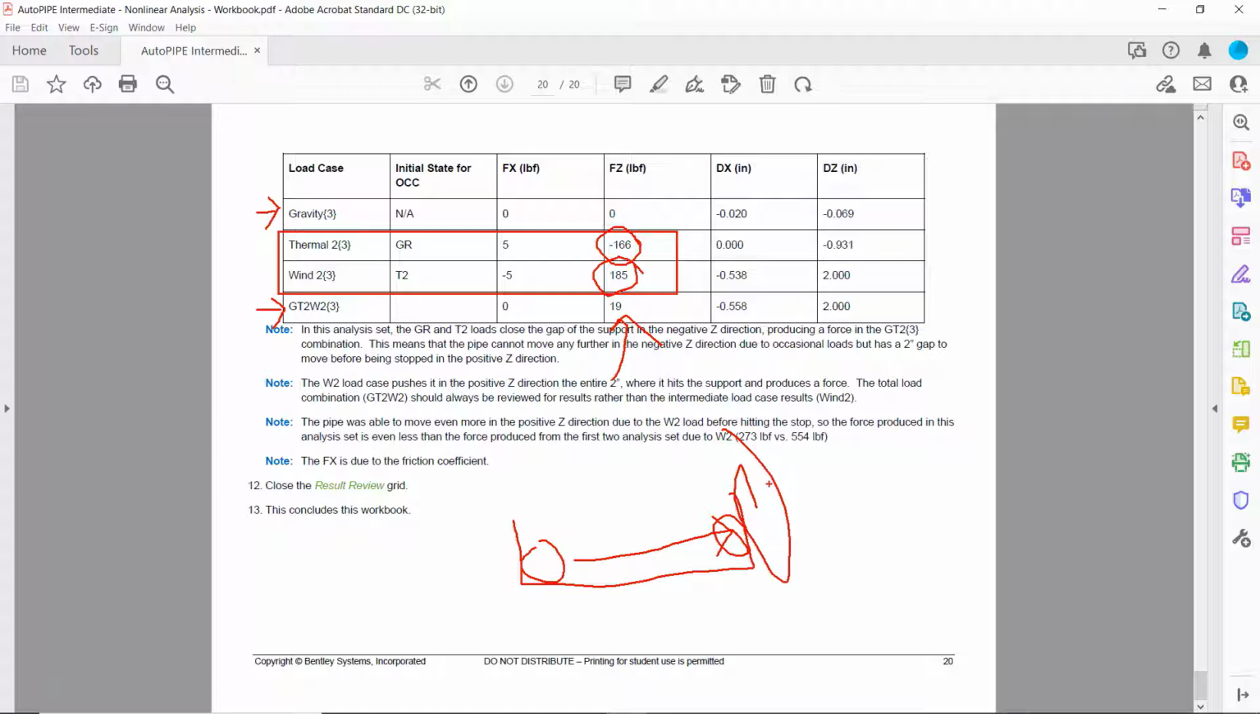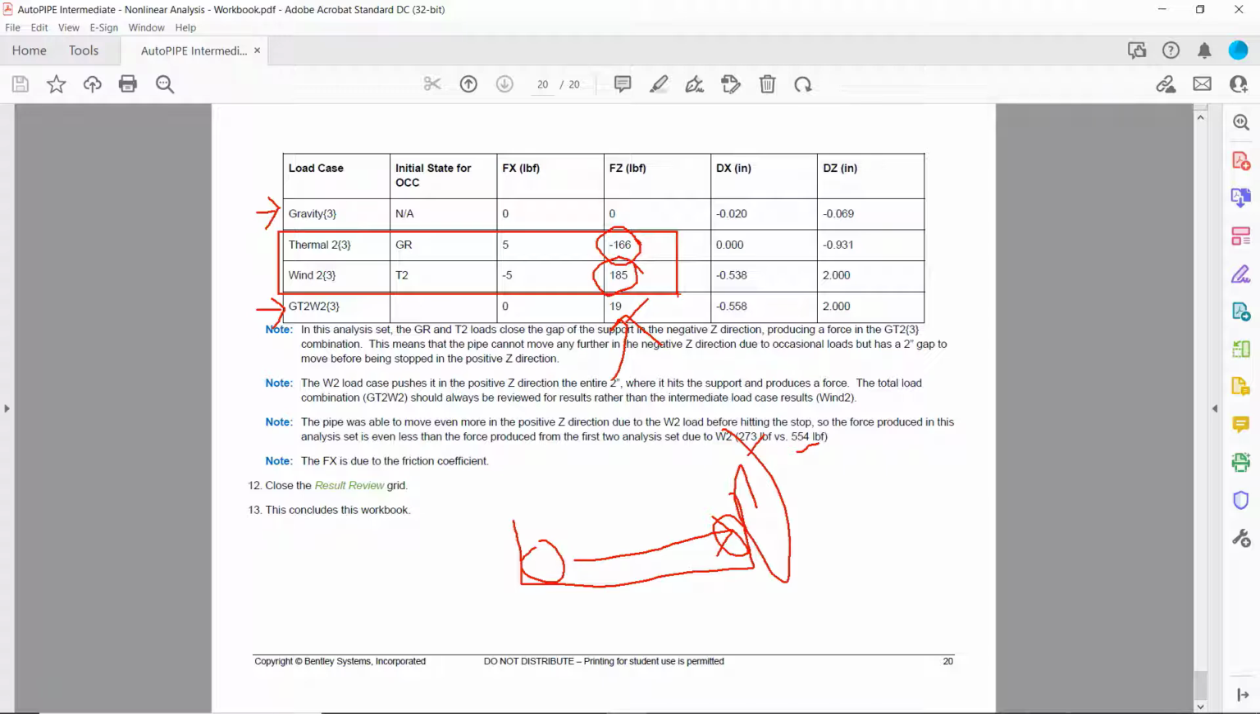This tells me that if my gap was just a bit larger than the 1 inch in both directions, I probably wouldn't even close the gap. Let's say it was 1.5 inches in each direction. That would have given me more room to move to the right. I probably wouldn't have closed the gap. Notice how slowly, the more room we have to move in the positive Z direction due to the wind load, we're diminishing our force in the Z direction on this support.